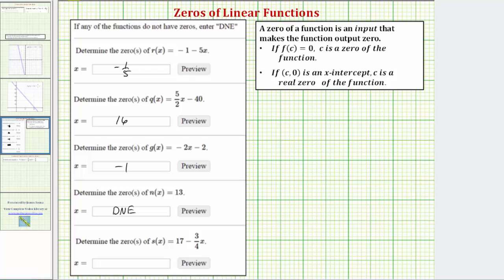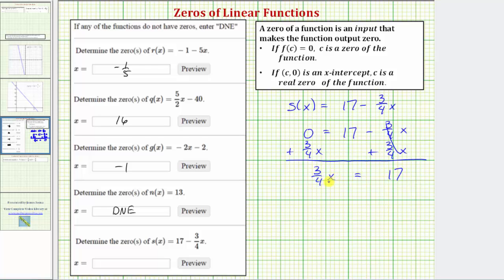In the last function, we have s of x equals 17 minus 3/4 x. So we'll set s of x equal to 0 and solve for x. For this equation, instead of subtracting 17 on both sides of the equation, let's add 3/4 x to both sides. We can do this because we have a 0 on the left side of the equation, and it will isolate the variable term. Simplifying, we have 3/4 x equals 17.